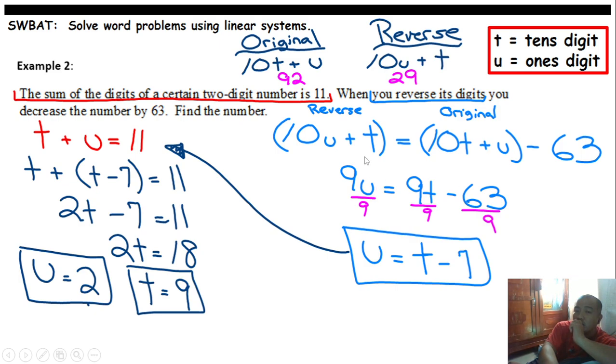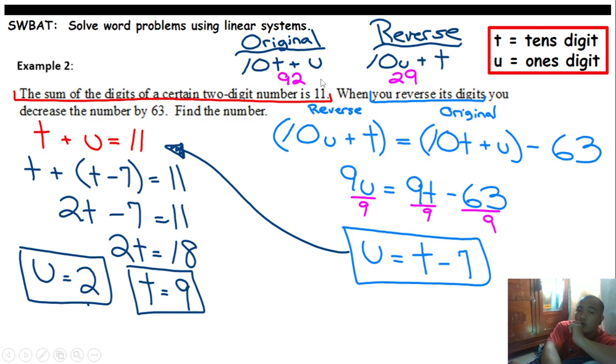10u minus u, 9u. 10t minus t, 9t minus 63. Divide all terms by 9. U equals t minus 7. Then we use substitution method here. Substitute u by t minus 7. 2t minus 7 equals 11. 2t equals 18. Therefore, t is 9. Then what is u? Dito substitute natin. 9 minus 7, 2. So therefore, the original number is 92. The reverse number is 29.